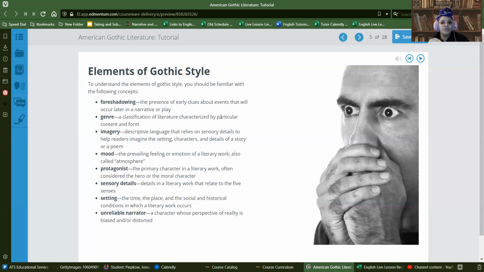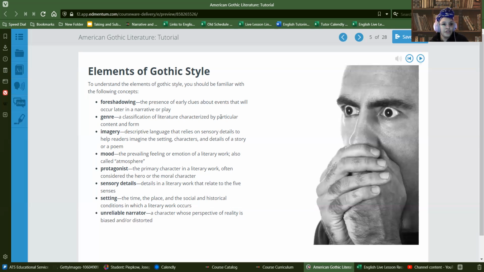So that's what imagery is. It's when you give more and additional detail to the description of something so that people can picture it accurately in their head. Let's see. We've got after this, mood and protagonist. I think those are pretty straightforward.